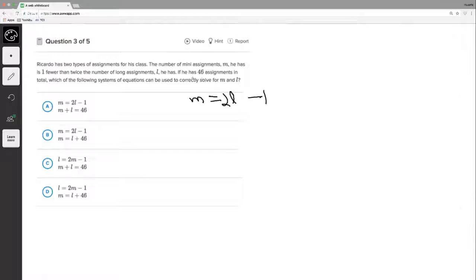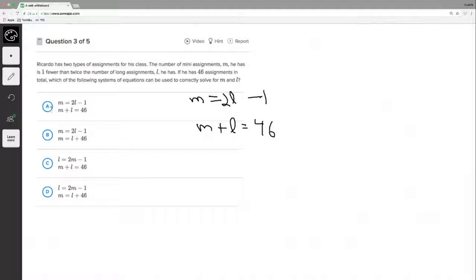And if he has 46 assignments in total, the second equation is these guys got to add up to 46. That's what it's telling us, right? We've got 2 types of assignments, mini and long. Those are literally what they're called, mini and long. Bizarre names. And now we've got our 2 equations. Which ones work?